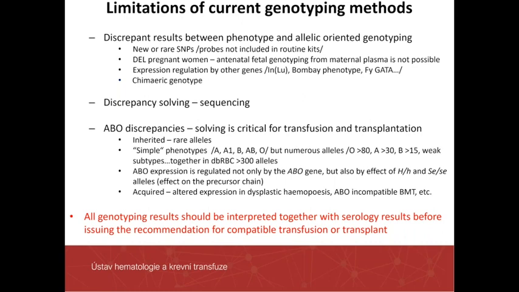Furthermore, ABO expression is regulated not only by the ABO gene, but also by the effect of genes regulating the precursor chain, the gene for big H, little h, and the SE, big SE, little se alleles. And we can also have discrepancies, altered expression of ABO antigen in dysplastic hematopoiesis, in hematological malignancies and dysplasia, and we can also face different results after ABO incompatible bone marrow transplantation.